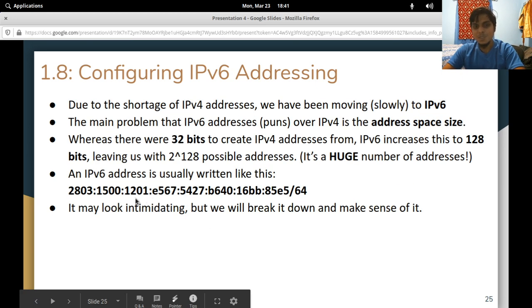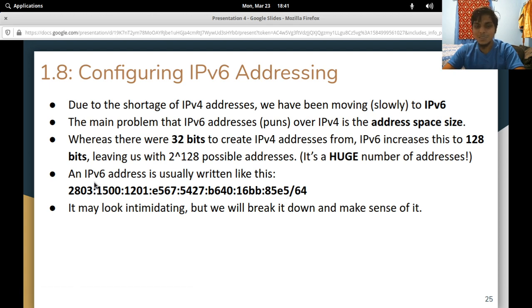If you think this is hard, imagine writing 128 bits, 1, 1, 0, 0, 0, 0, all the way down. So better than doing that, we did this. It's still long, but it's less long.